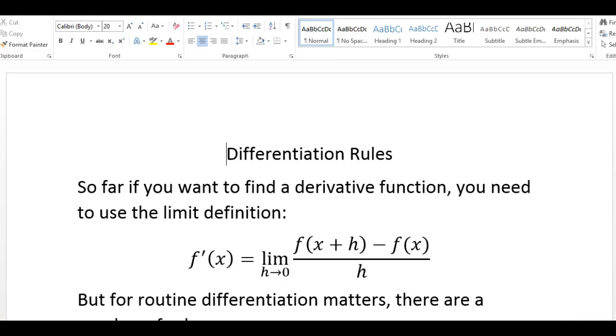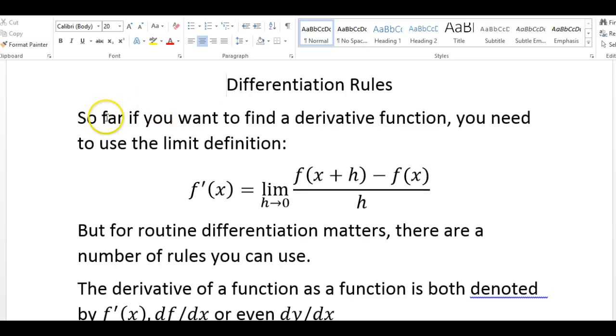So this is my flip video, or the prep video, today on differentiation rules. So far, like yesterday, we learned that if you want to find the derivative as a function, then you really need to use the limit definition, which is f prime of x equals the limit as h tends to 0 of f of x plus h minus f of x over h. If you want to find it as a function, you put x here. If you want to find the derivative at 2, you put 2 here. If you want the derivative at 3, you put 3 here, and so on.